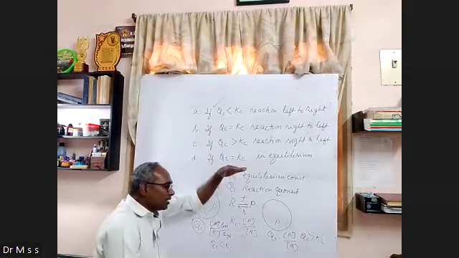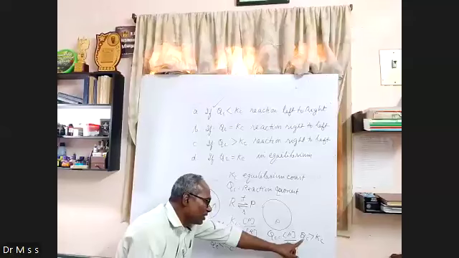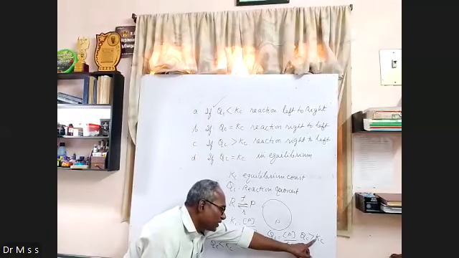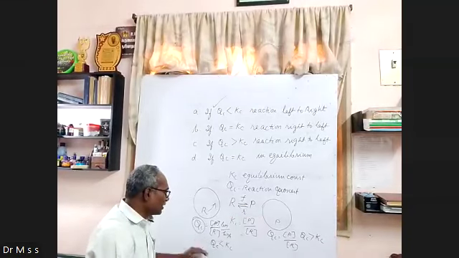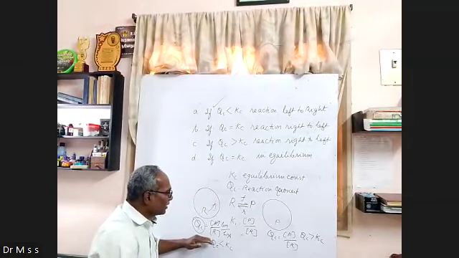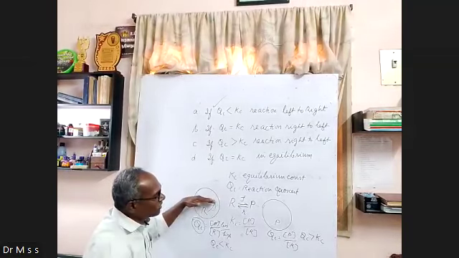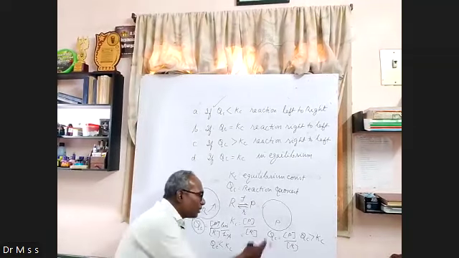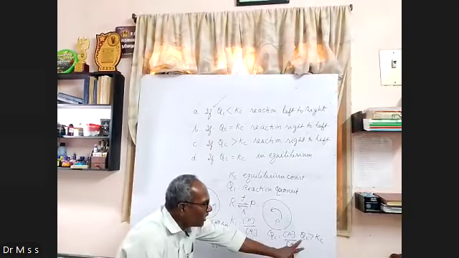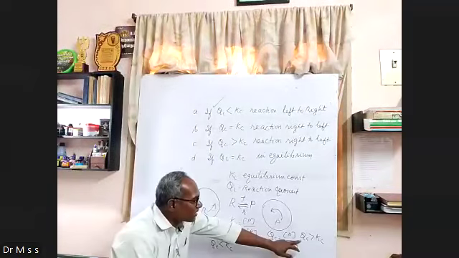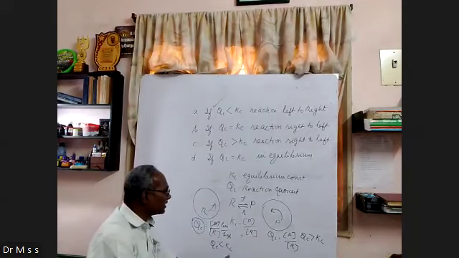So slowly the Qc value has to come down so that at a particular point, the Qc will be equal to Kc. At that condition, the equilibrium will be established. Then the equilibrium will be established. So here what will happen? The product will start becoming the reactant. So when Qc is greater than Kc, the reverse reaction is favored. When Qc is smaller than Kc, the forward reaction is favored.